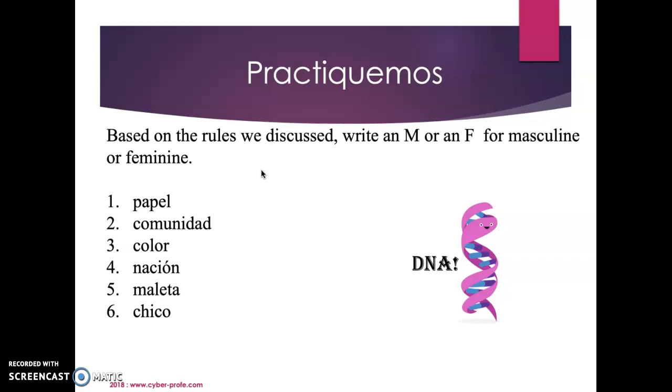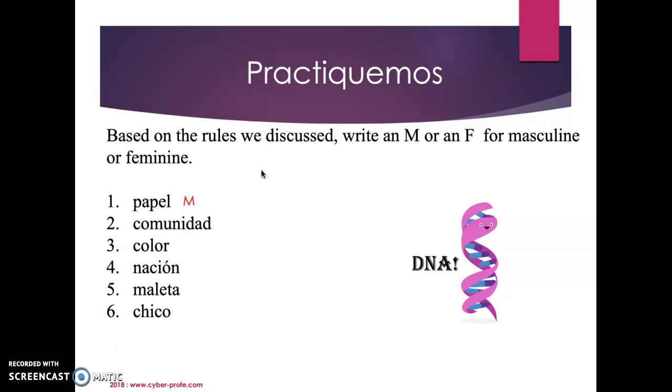Number 1, the word papel. It ends in an L. So think to yourself, is that a vowel or is that a consonant? That's a consonant, and it's not the consonant D or N, therefore it must be masculine. So we are going to write a letter M.